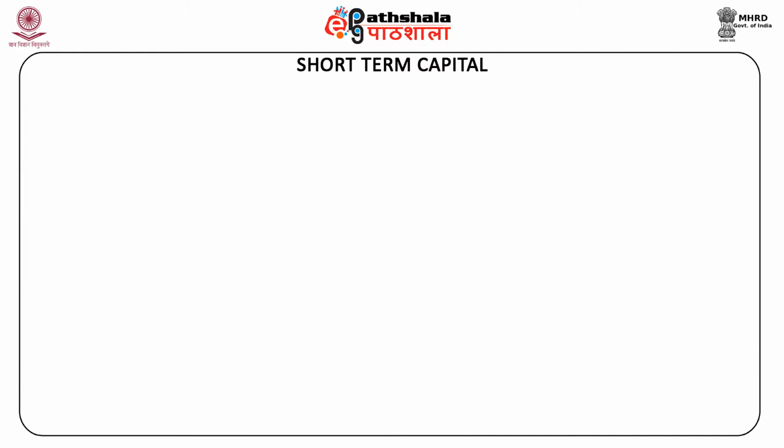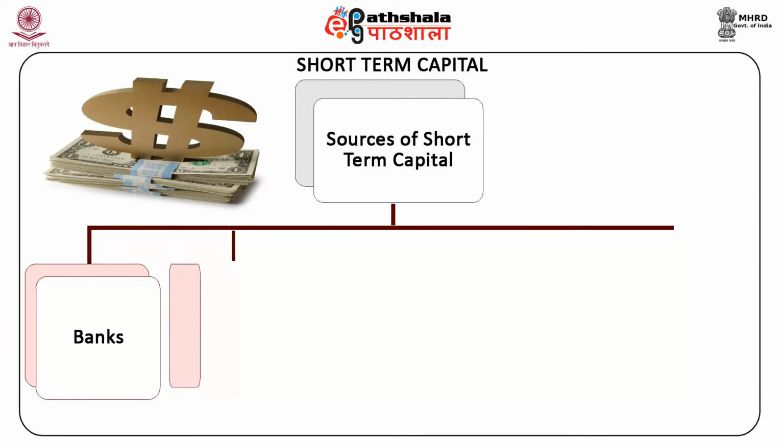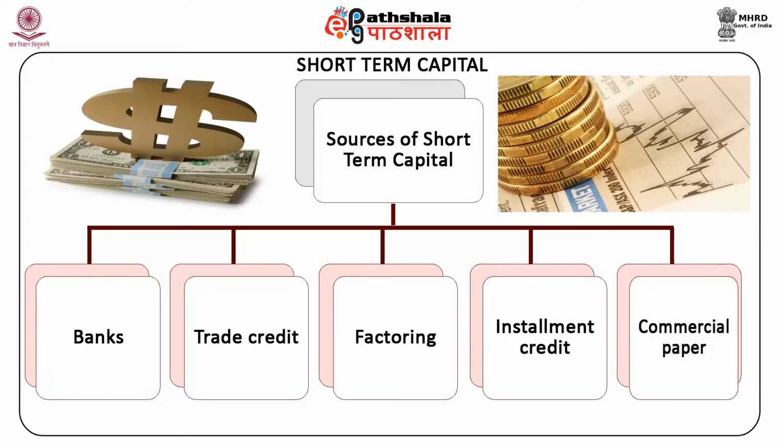Second is short-term capital. When capital requirement is for a shorter period, that is less than a year, it is most common for financing the current assets such as accounts receivables and inventories and meeting day-to-day expenses. The important sources of short-term capital finance are banks, trade credit, factoring, investment credit, commercial paper.